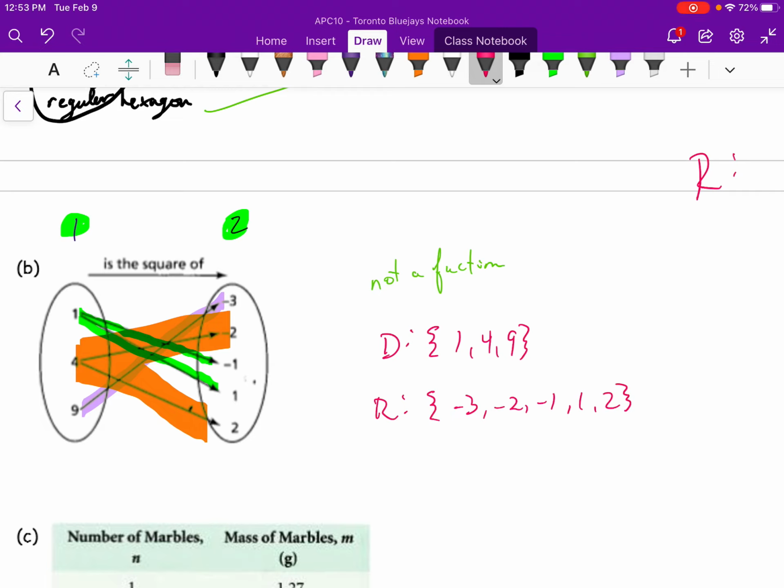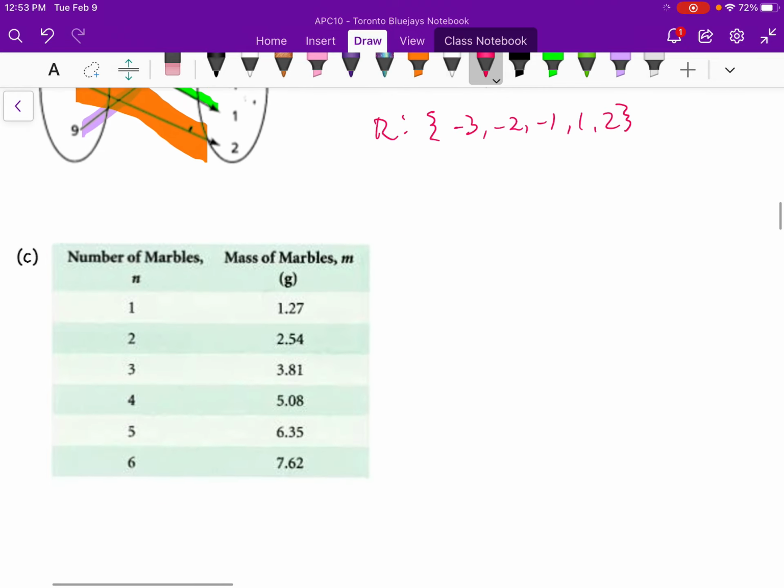Now, whenever we have fewer elements in our domain and more elements in our range, this implies that it's always going to be not a function. Simply, we have to have at least one of these elements that would map into 2 or more elements of the range, which would make it not a function.